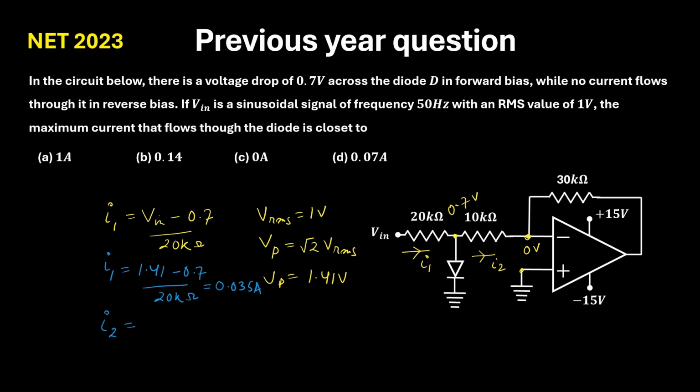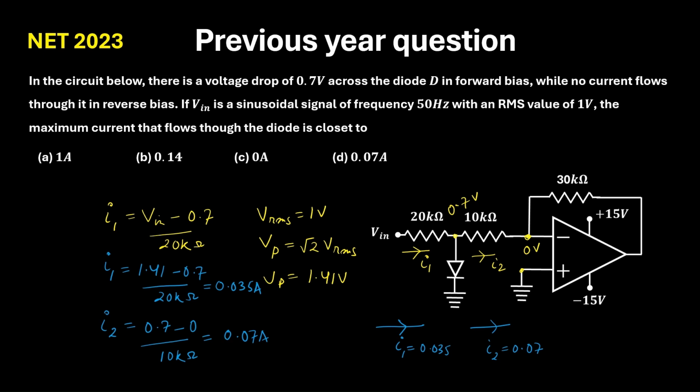What about I2? I2 will be given by 0.7 minus 0 divided by 10 kilo ohm. If you solve this, you'll get an answer of 0.07 ampere. Now, if you see carefully, here I1 is equal to 0.035 and I2 is equal to 0.07. That means the current is increasing when it is flowing towards 10 kilo ohm.